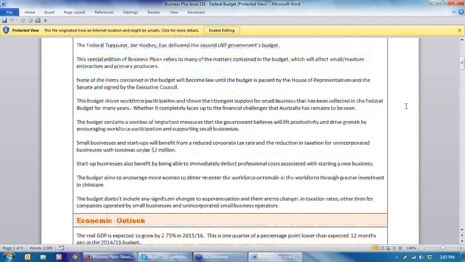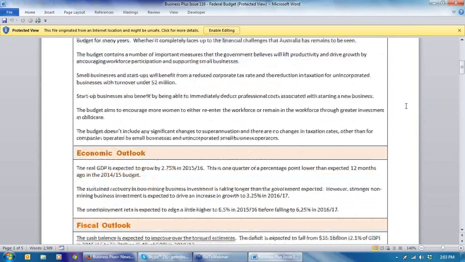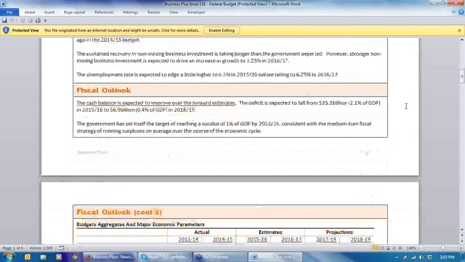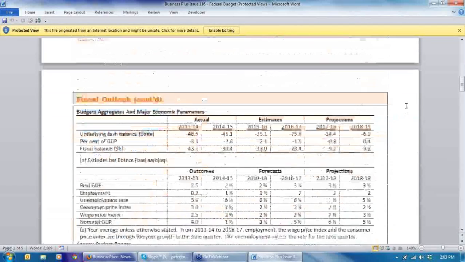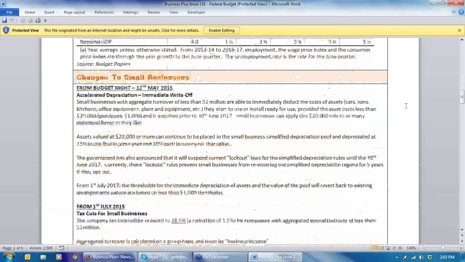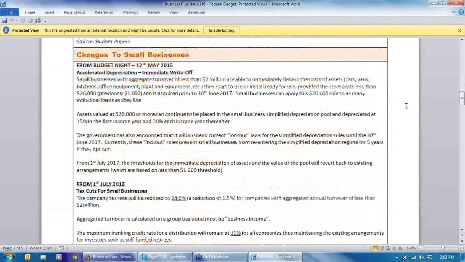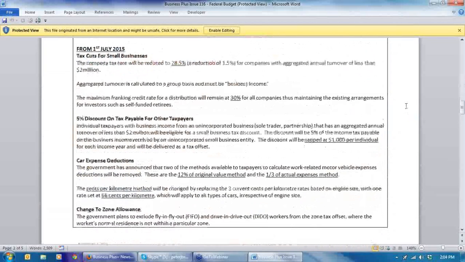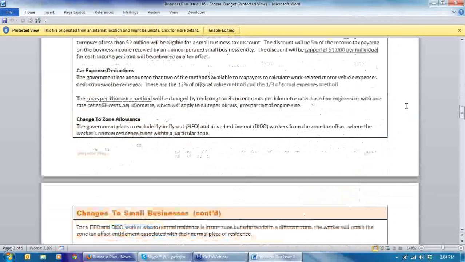This document was uploaded to our website at 12 noon on the day after the budget, so it was supplied within reasonable time to be distributed to clients and prospects on the afternoon after the budget was tabled. And what we've tried to do is to only incorporate within this newsletter information that is pertinent to small, medium business operators. So obviously we were looking at the key issues that could change small business operations, that were going to apply immediately from budget night and others from the 1st of July 2015.